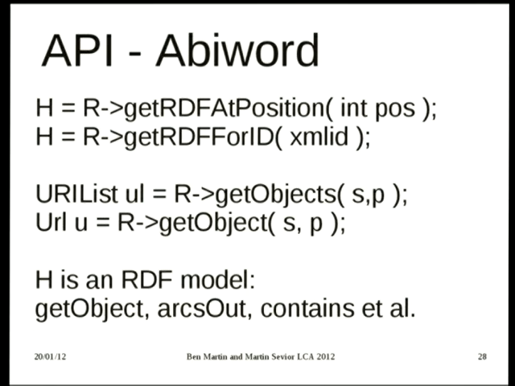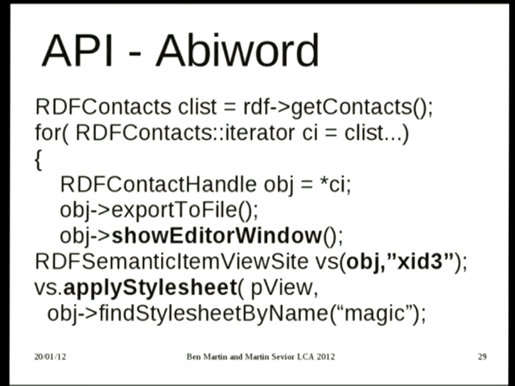The API in Abiword for getting at this, if you're actually doing programming stuff, which I assume some people here may or may not want to do: given a position or an XML ID in the document, you can get a handle to what the RDF triples are there. Get a single RDF object in the triple, or arcs out. Later on, you can do things like give me all of the contacts from RDF that are associated with the document, show an editor window to let people edit those, and export them to whatever file format is going to make sense.